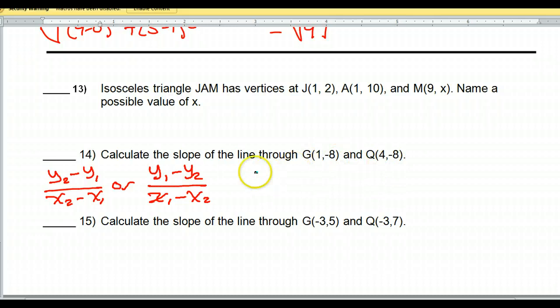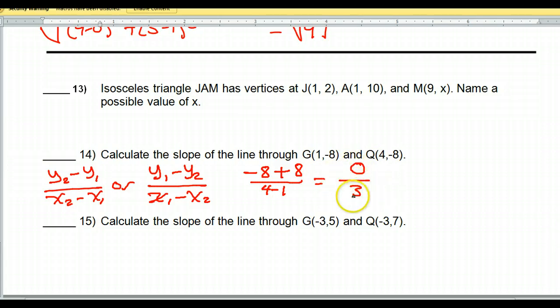So y minus y, so that's going to be negative 8 plus 8, either way you do it. Here I'll do 4 minus 1, x minus x. So that's going to make 0 over 3. Do not leave it like this. If you leave 0 over 3, I'm going to mark it wrong. Instead, put just 0. When the 0 is in the bottom, the denominator, that's when it's undefined. But 0 in the top is just simply 0.